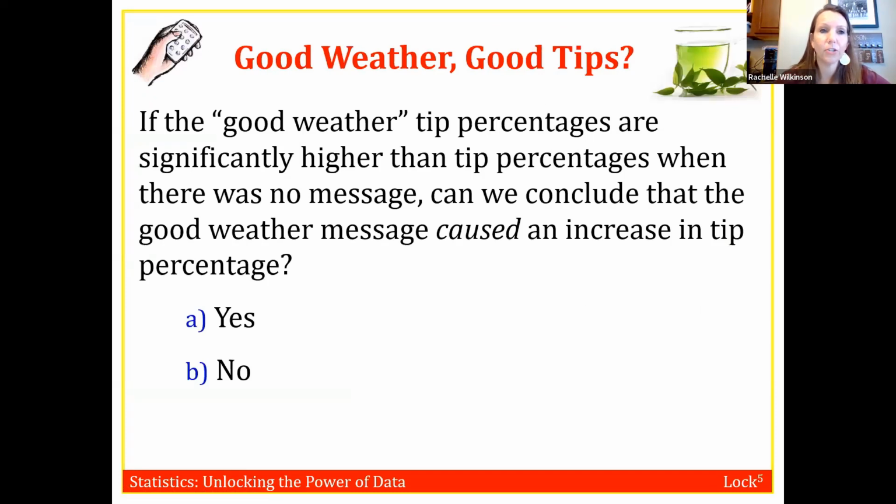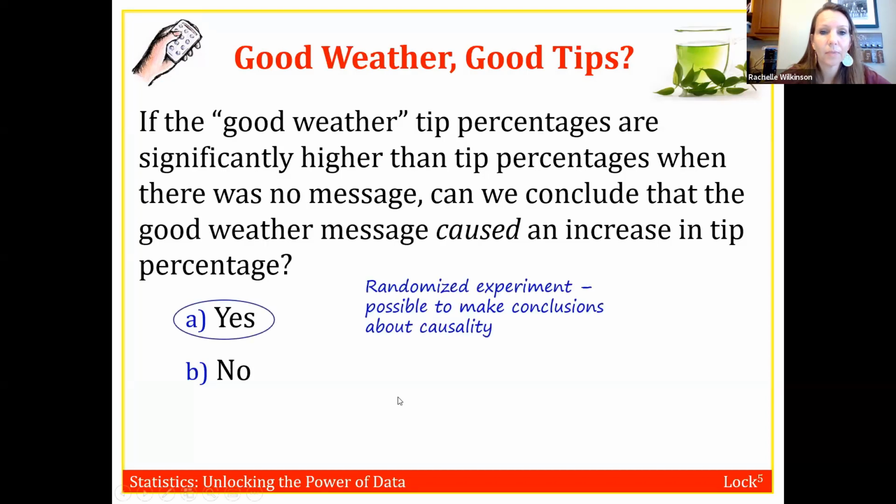So here's a question first. If the good weather tip percentages are significantly higher than the tip percentages when there's no message, then at the end of this study, could we conclude that the good weather message caused an increase in tip percentage? What do you think? Yes or no? Okay, good. I'm seeing a whole bunch of yeses, and that's exactly right, because it's a randomized experiment. This data is collected from an experiment, not from an observational study. Because it came from a randomized experiment, we can draw cause and effect conclusions at the end of it. So yes, we can do that.